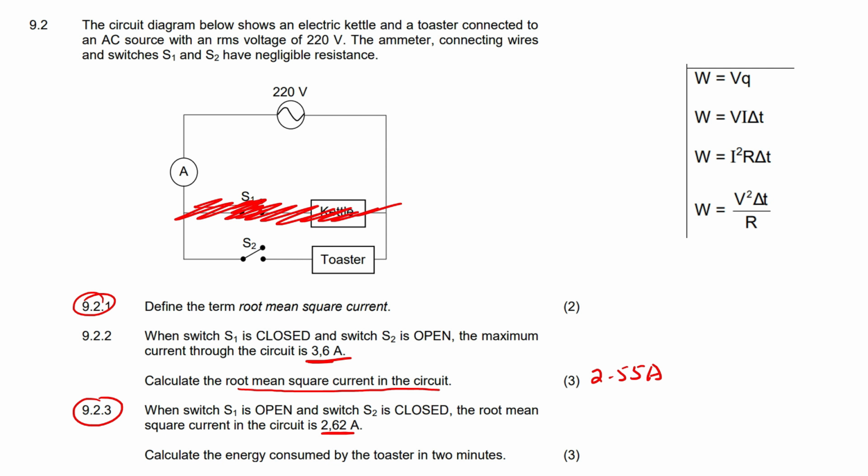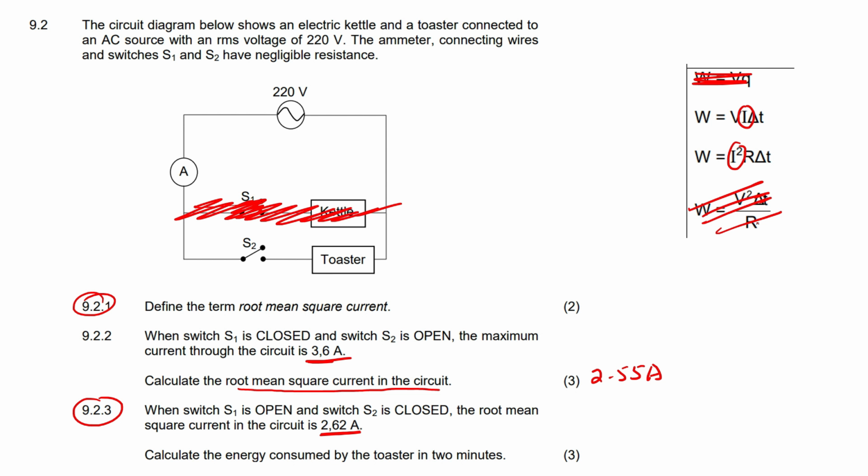Okay, so when they talk about energy, these are the energy formulas that we have. I wouldn't use this one. And obviously these V's and I's are RMS. We don't use the maximum values with these types of calculations. So it says when the switch S1 is open and switch S2 is closed, we have an RMS current of 2.62. Okay, so we have the current. So let's not use this one.